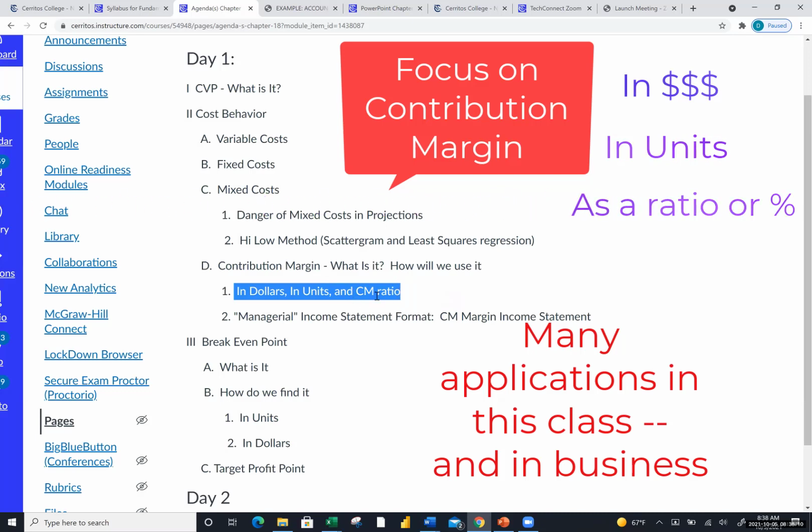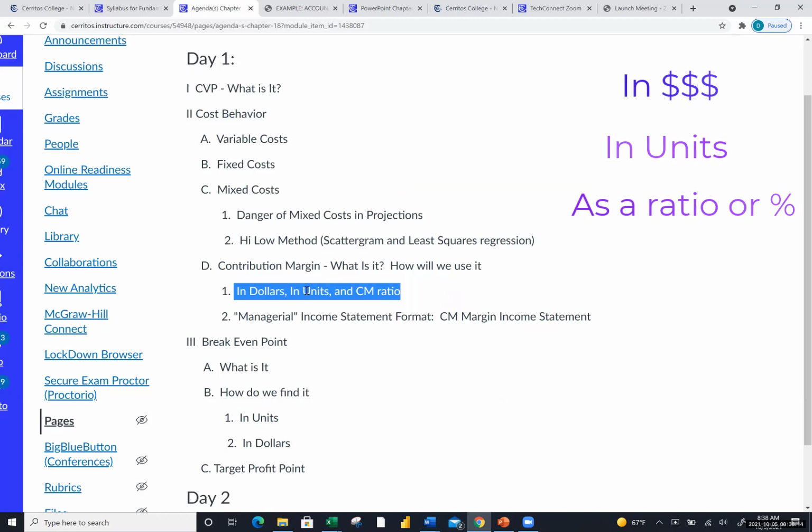So I would encourage you guys, as you're working on your homework, even if a problem only asks you, let's say, for a contribution margin in units, if you can, go to the extra length to calculate those contribution margins three different ways: in dollars, in units, and as a percentage. They're going to give us a lot of insight into projections.